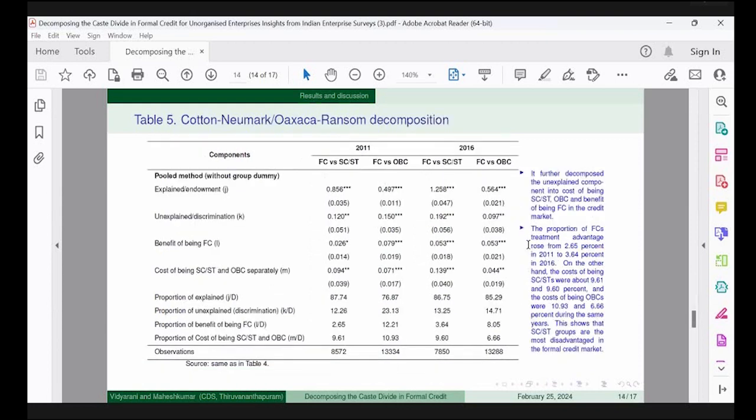In the case of Cotton, Neumark and Oaxaca-Blinder decomposition, this decomposition helps us to decompose the unexplained component into the cost of being SC/ST, OBC, and the benefit of being FC in the credit market. As we can see from this table, the proportion of FC treatment, which means the benefit of being FC, rose from 2.6% in 2011 to 3.64% in 2016. On the other hand, the cost of being SC was about 9.61% in 2011, and it is still 9.6% in 2016. This shows that the SC/ST groups are the most disadvantaged in the formal credit market.